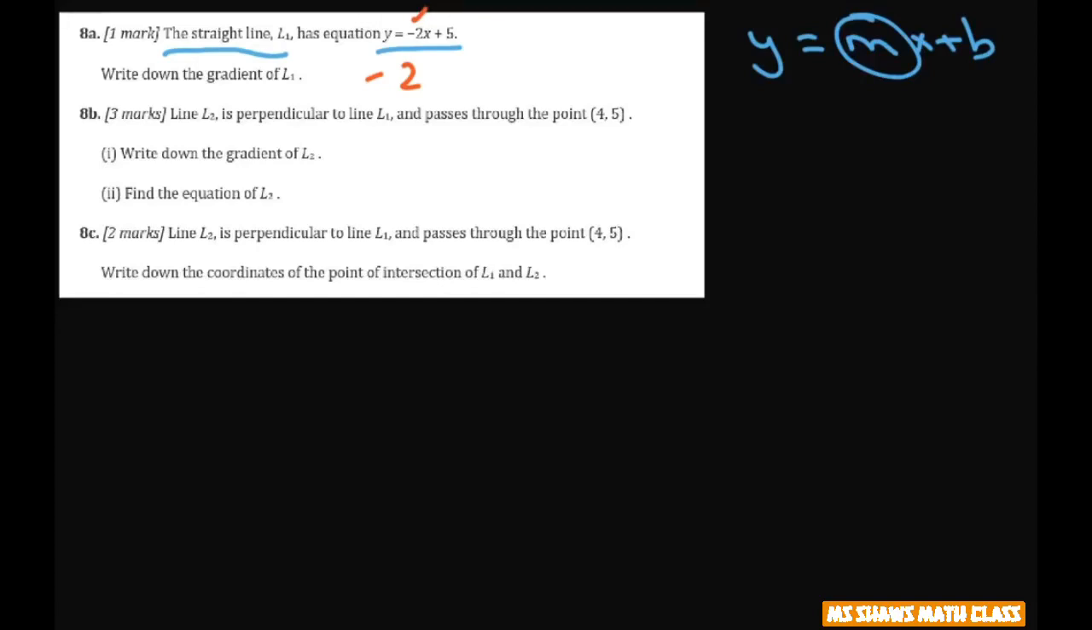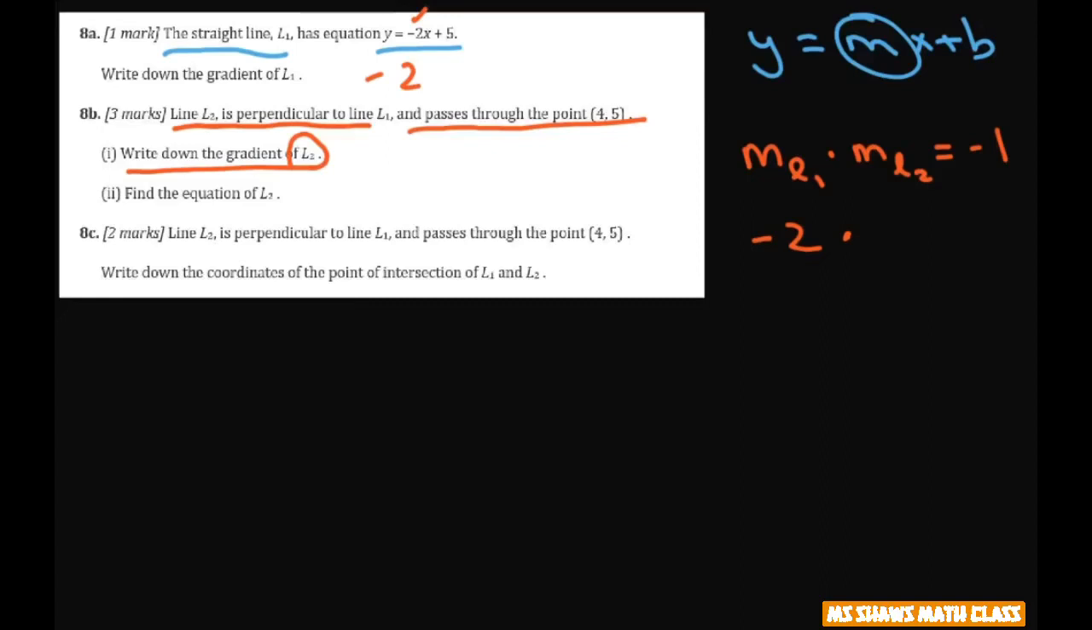All right. Line 2 is perpendicular and passes through the point. Write down the gradient of L2. So remember, the gradient of L1 times the gradient of L2 equals -1. So basically, if the gradient of L1 is -2, then the gradient of L2 is 1/2, because that equals -1. All right, and it's called the negative reciprocal or opposite reciprocal. So that is going to be 1/2.